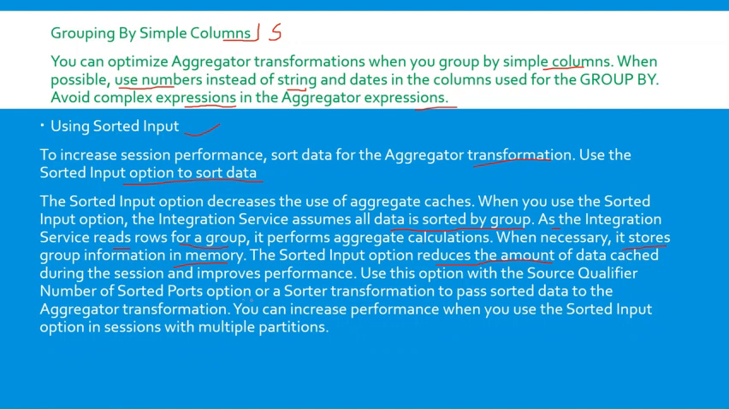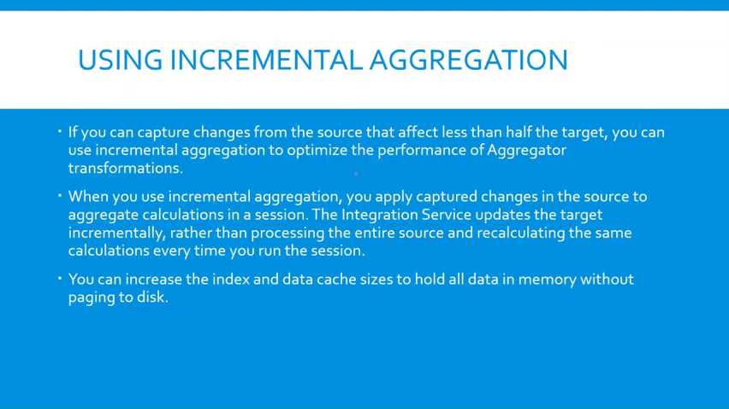So use the sorted input option or a sorter transformation to pass sorted data to the aggregator transformation. Then you can increase performance, also when you use the sorted input option in a session with multiple partitions. Correct? Yeah. So now, using incremental aggregation.